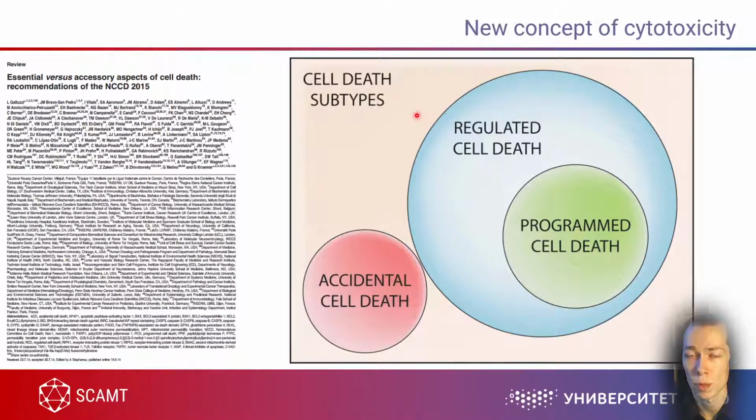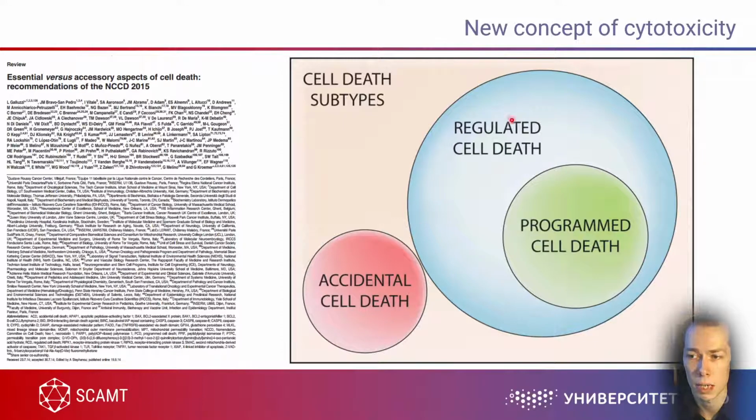And both apoptosis and necrosis go to regulated cell death. What is accidental cell death? Well, accidental cell death is when you, for example, spill some acid on your skin and just dissolve some part of your epithelial cells. It's an accidental cell death. So basically, it's damage by physical stimuli or by some chemicals and so on. All other cell death types are regulated cell death.